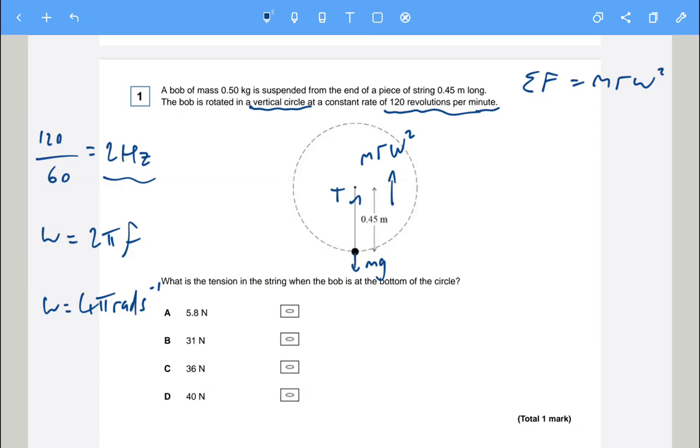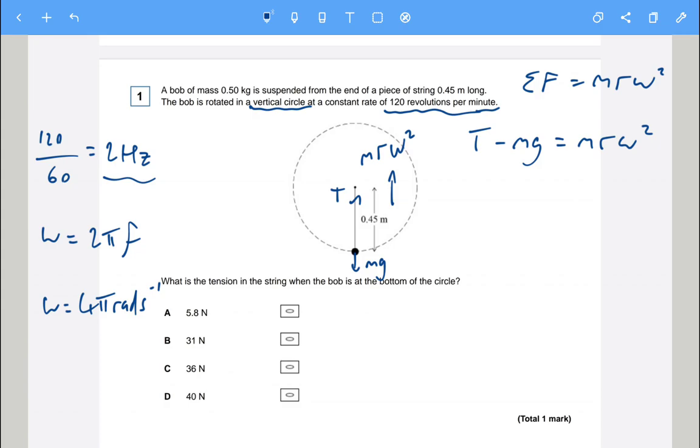And then we just sum the forces. So we'll take up as positive because that's the direction of the centripetal force. So the sum of the forces will be T, as that acts towards the centre, minus the weight because that acts in the opposite direction. So T minus mg is equal to the centripetal force, which is mr omega squared.